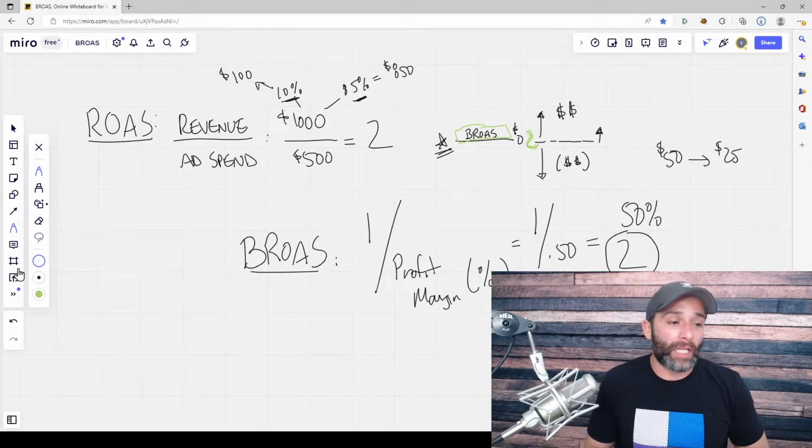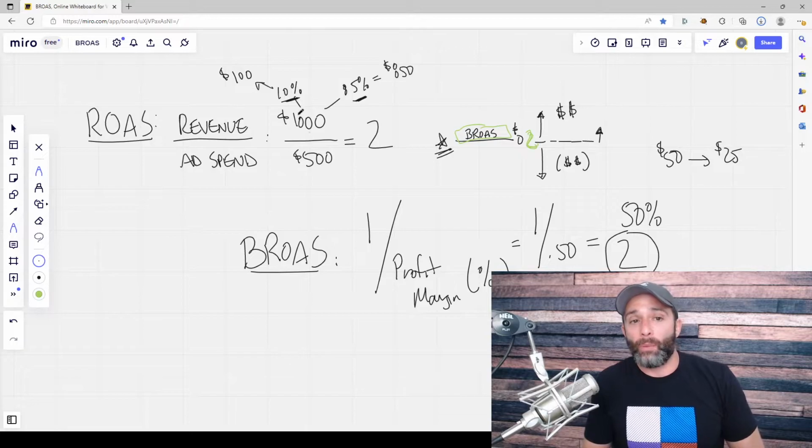And now if we use an example, if we just look at the numbers here, it all makes sense. You made $1,000 in sales in this other example that I started with, right? $1,000 in sales. You have a 50% margin.